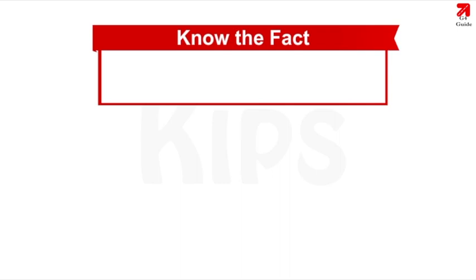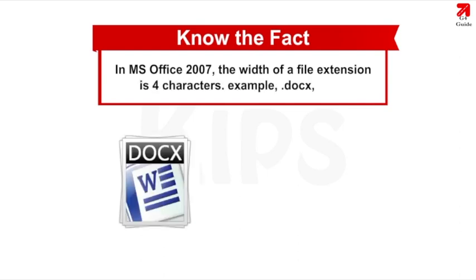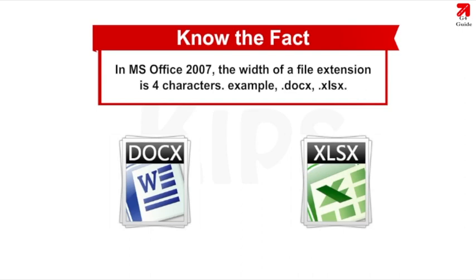Let me share an interesting fact. In MS Office 2007, the width of a file extension is 4 characters. For example, .docx, .xlsx.